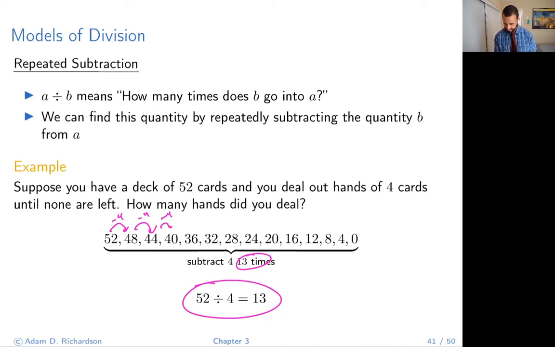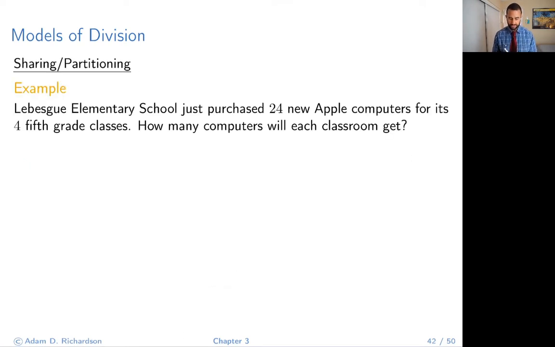Beautiful, right? Love it. Okay, so the other example is sharing and partitioning. This is the one where you take an amount and you cut it up into groups that have the same number of pieces inside. So for example, let's say Lebeg Elementary School just purchased 24 new Apple computers for its 5th grade classes. How many computers will each classroom get?